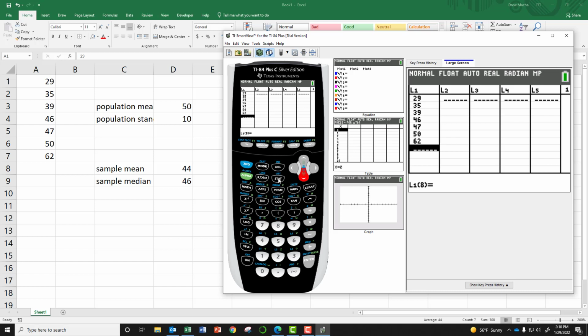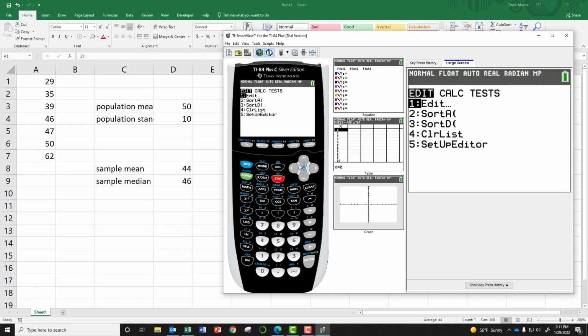Then, when we are done, we're going to go back to Stat. And by the way, when you're done, just double check really close and make sure that you put all of your numbers from your data set into list number 1 in your calculator. Otherwise, your descriptive statistics that you'll get from your calculator will be way off.